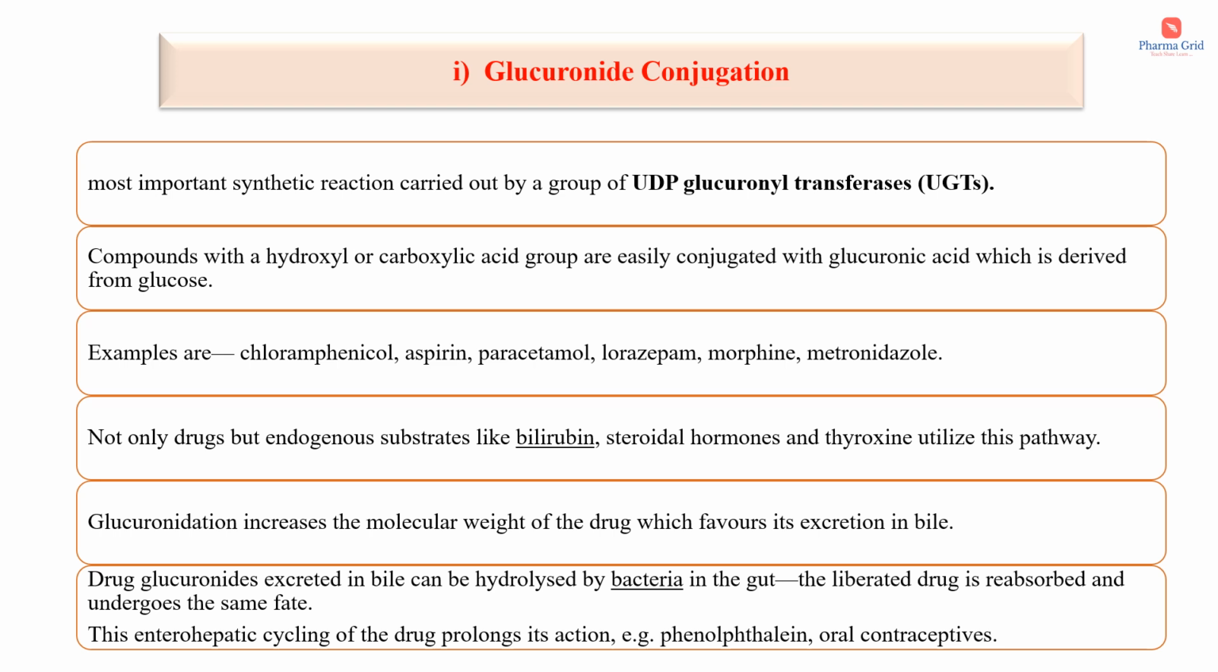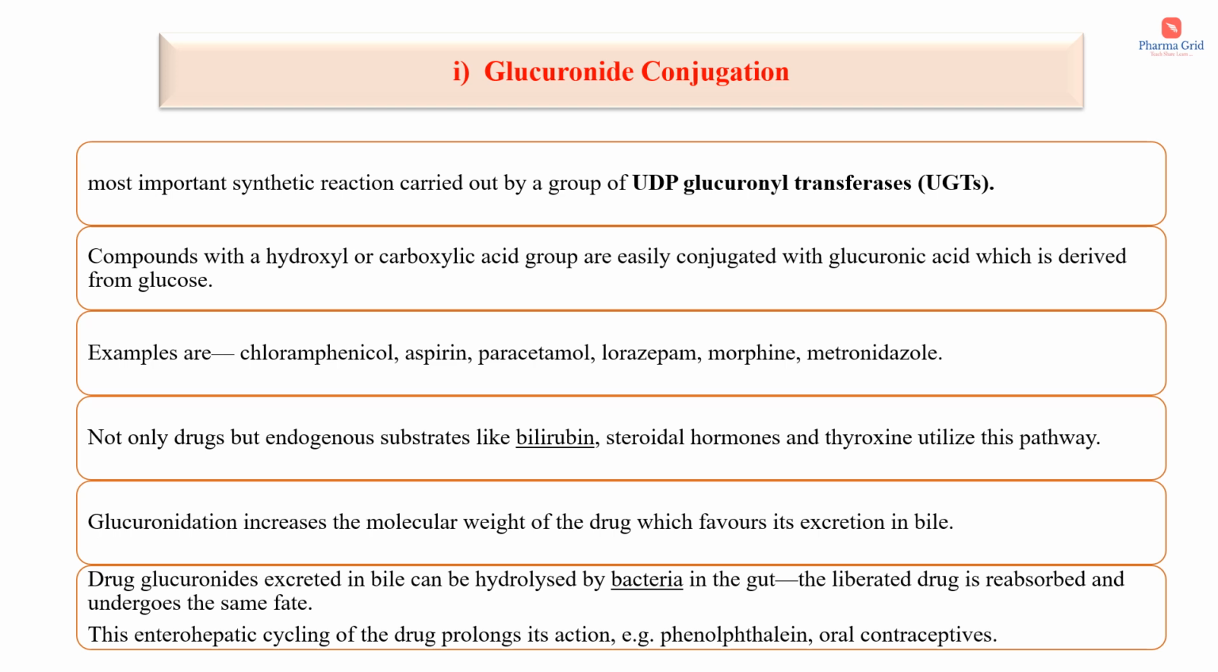Among these phase 2 reactions, the most common and most important one is glucuronide conjugation. It is the most important synthetic reaction carried out by a group of UDP glucuronyl transferases, that is, uridine diphosphate glucuronyl transferases. Compounds with a hydroxyl or carboxylic acid group are easily conjugated with glucuronic acid, which is derived from glucose. Examples are chloramphenicol, aspirin, paracetamol, lorazepam, morphine, metronidazole. Not only drugs but endogenous substrates like bilirubin, steroidal hormones and thyroxine utilize this pathway.